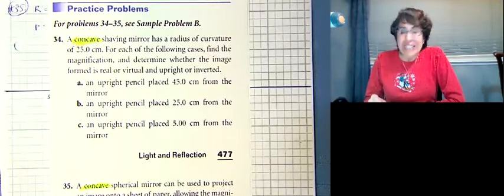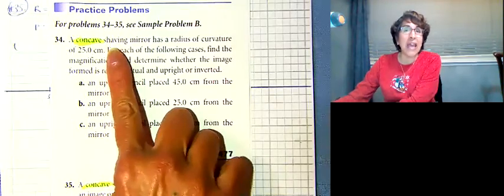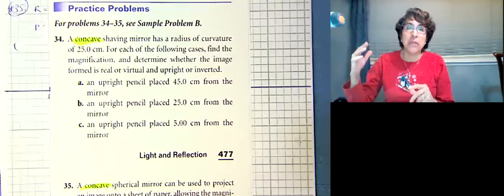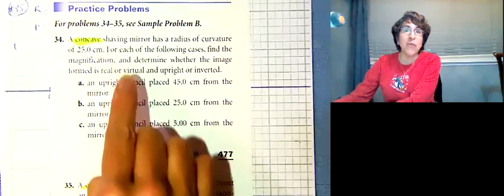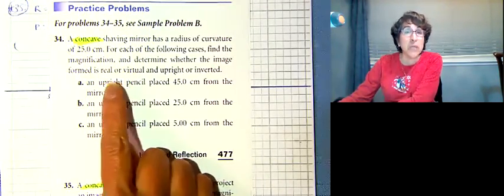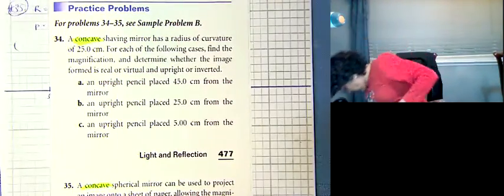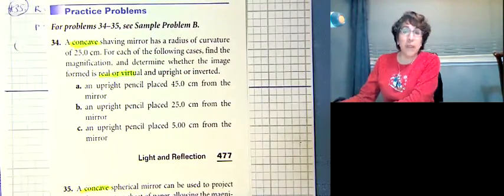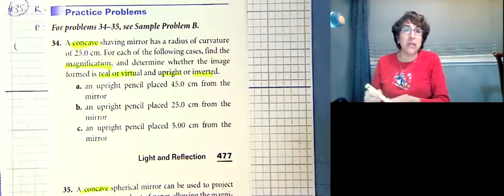All right, so we're doing concave spherical mirrors. The problem says a concave shaving mirror, maybe you've seen these, probably similar to a makeup mirror as well. So it's concave and it has a radius of curvature of 25 centimeters. For each of the following cases, find the magnification and determine whether the image formed is real or virtual, upright or inverted. So you're going to have to make a decision whether it's real or virtual, or upright or inverted, or upside down. Okay, and magnification. Those are the three different things you have to figure out.